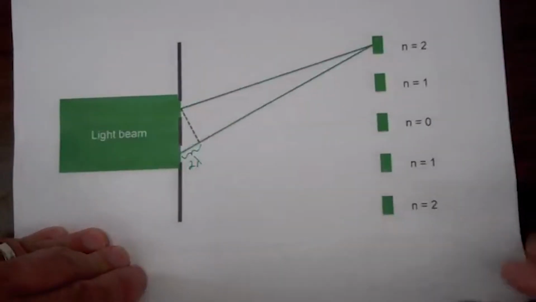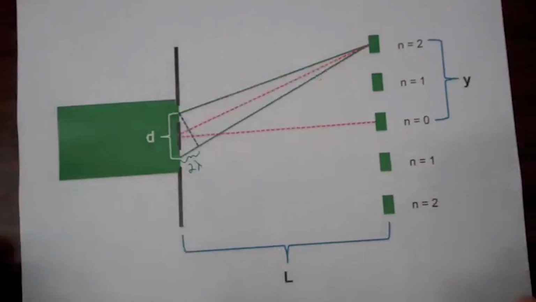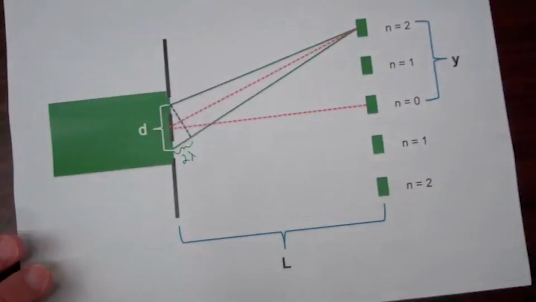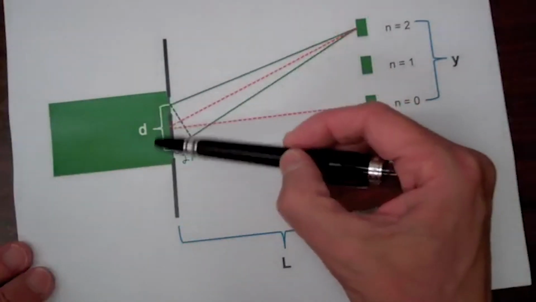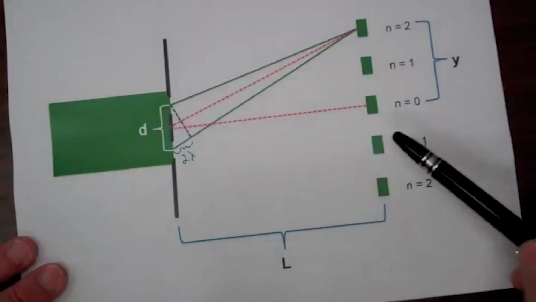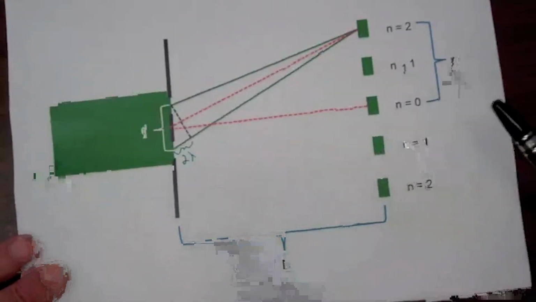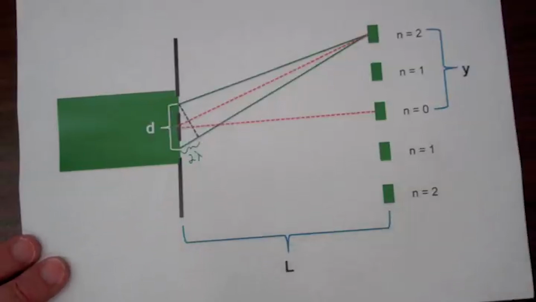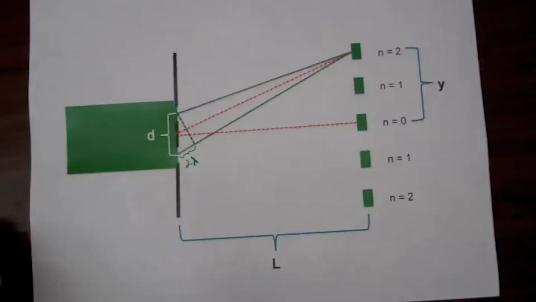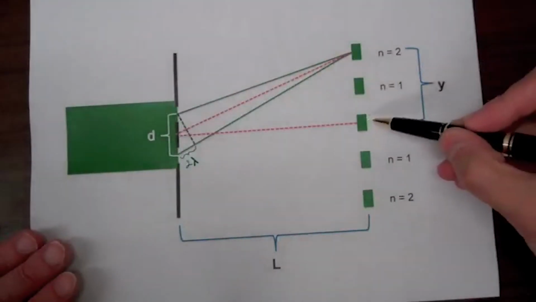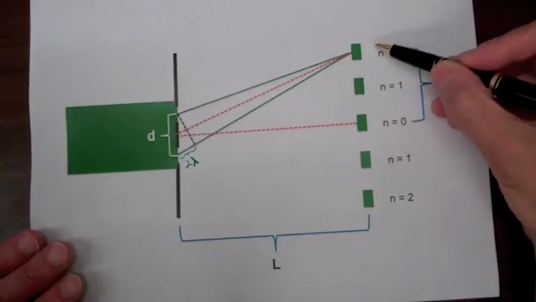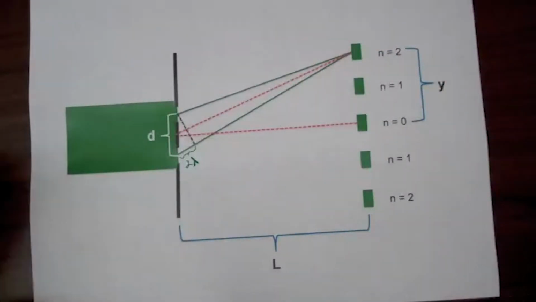In the experiment we will be illustrating, the spacing between our slits is going to be less than a millimeter, and we'll call that spacing d. The distance to our screen is going to be several meters, and we're going to call that distance L. And the distance from the 0 order to the nth order interference fringe we're going to call y.